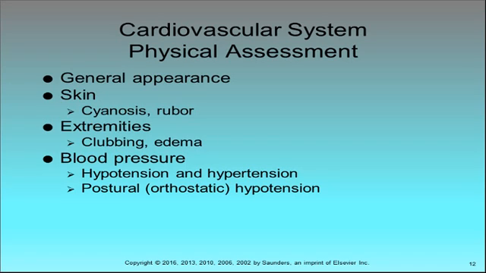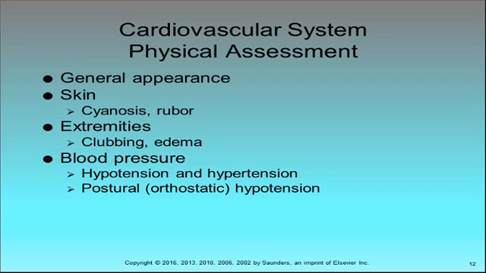Cyanosis and rubor. You know what cyanosis is? It's a bluish or darkened discoloration of the skin. You see it in light-skinned people. It results from an increased amount of deoxygenated hemoglobin. It basically means everything's not getting perfused like it needs to.